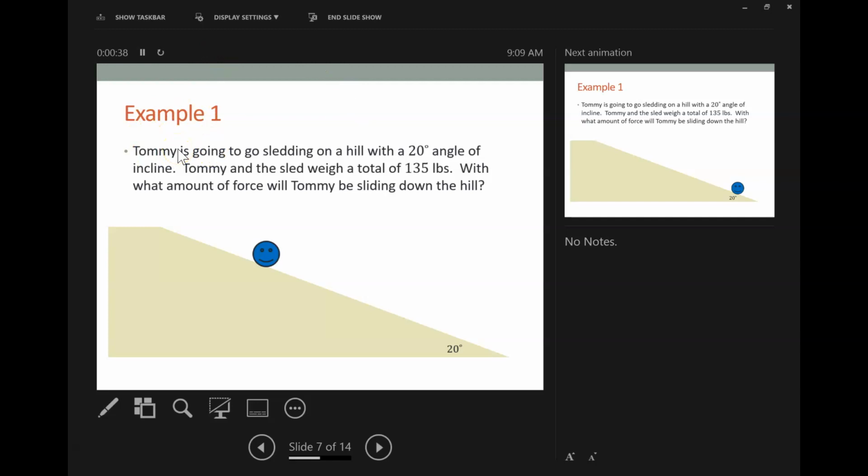So it says Tommy is going sledding on a hill with a 20-degree angle of incline. Tommy and the sled weigh a total of 135 pounds. What is the amount of force Tommy will be sliding down the hill? So this is basically the same problem as what we saw yesterday in the example, just some numbers have changed. So I've started by drawing a picture of the situation, right?